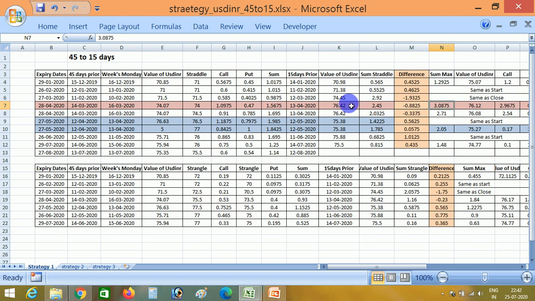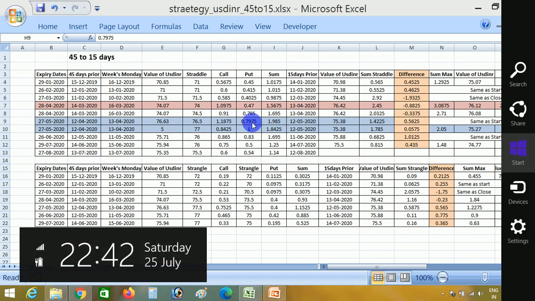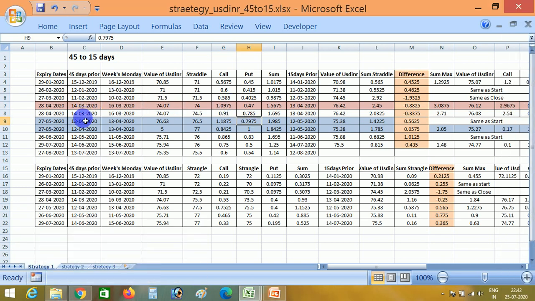Like we are in a massive loss if we hold this straddle on the days of March and on the days of April. So we are using two values for March and two values for April. Like I said, we are looking at the data of 74 and 74.5 in March.